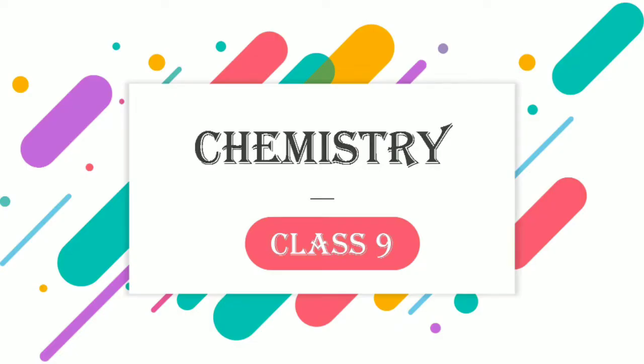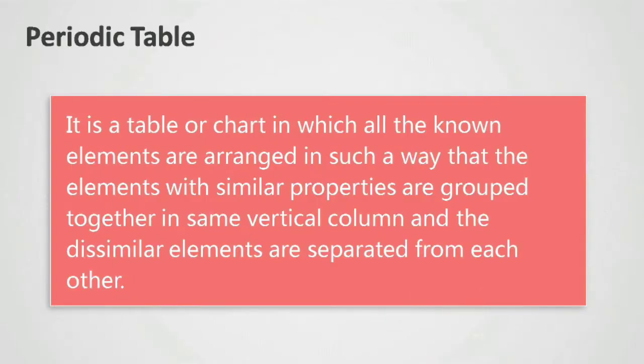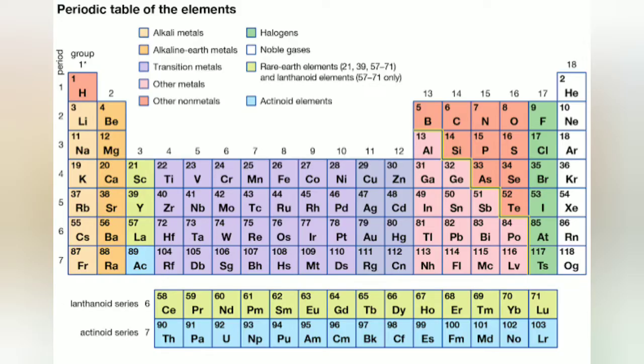Here is your chemistry teacher, and in this video we are going to start the chapter on the periodic table. The periodic table is defined as a table or chart in which all the known elements are arranged in such a way that the elements with similar properties are grouped together in the same vertical column and the dissimilar elements are separated from each other. Means, in a periodic table, elements are classified in various vertical groups according to their properties.